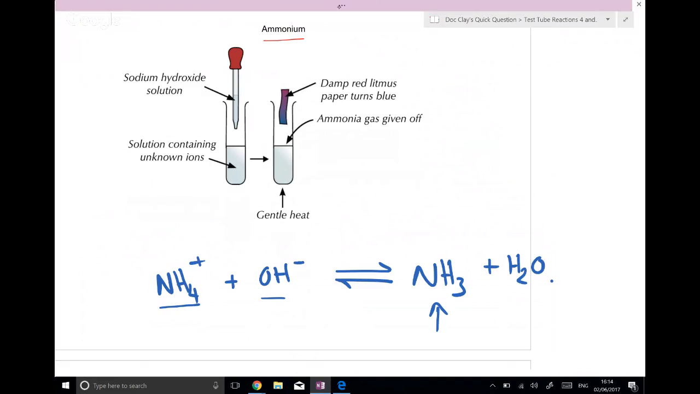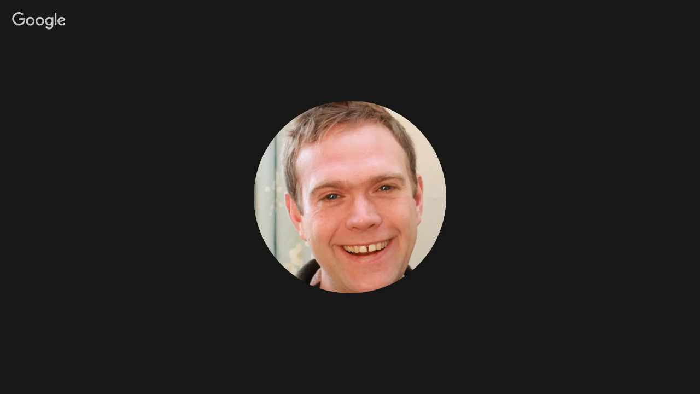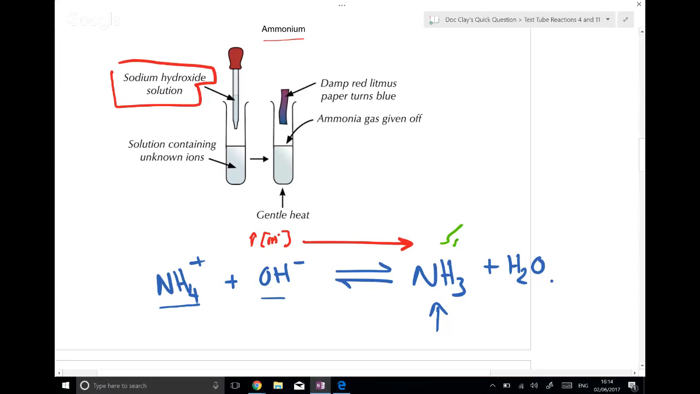And what that means, because we've got a reversible reaction, is that if you add hydroxide solution, you can increase the concentration of hydroxide. What that would do is shift the equilibrium to the right-hand side of this particular equation, which would generate ammonia gas. So what we get off here is NH3 gas. Now, NH3 gas isn't green. I'm just doing it in green to show it's different.